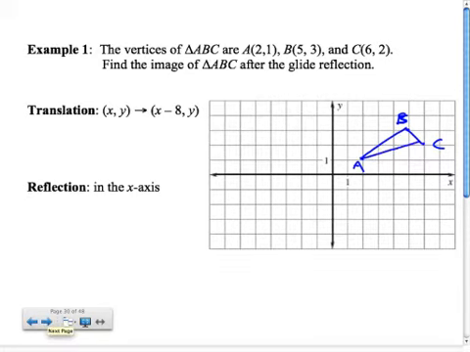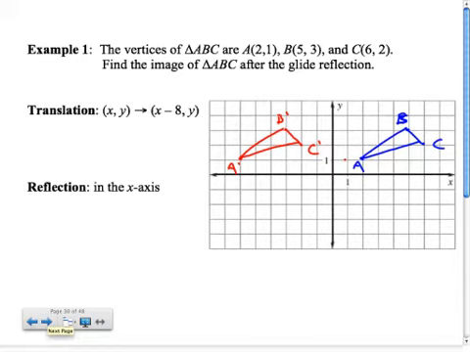And it says first, take this figure and translate it (x - 8, y). So in other words, we're just going to move it left 8 units. 1, 2, 3, 4, 5, 6, 7, 8. So there's A prime. 1, 2, 3, 4, 5, 6, 7, 8. B prime. And 8 is C prime. And so here's what we're looking at now for our second shape.